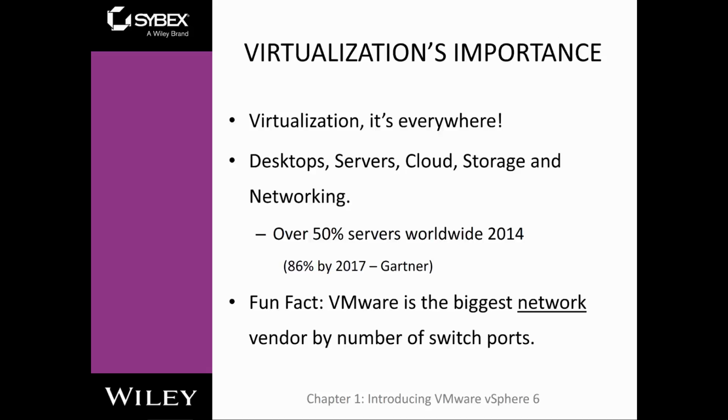Virtualization covers things like desktop, servers, storage, networking devices. It was reported in early 2014 that about half the world's servers are virtualized, and the proposed plan is that by 2017 mid 80% will be virtualized. A little interesting fact is VMware is the biggest network vendor if we define it based off of switch ports.